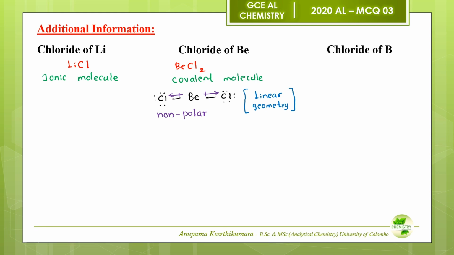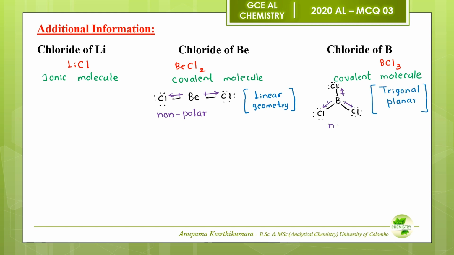Chloride of boron is BCl3, and it's a covalent molecule. This is the structure of BCl3. It's trigonal planar, a symmetric molecule. Therefore, it is non-polar. Chloride of carbon is carbon tetrachloride, CCl4. It is also a covalent molecule.